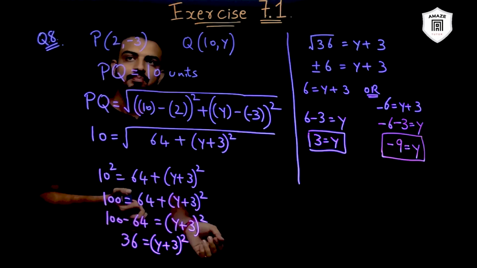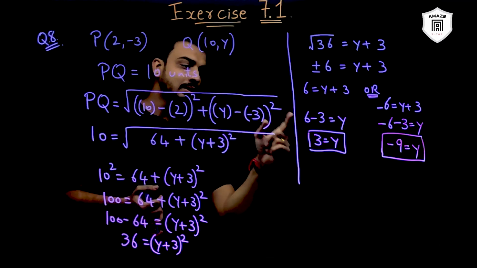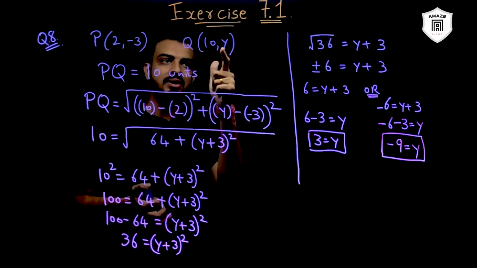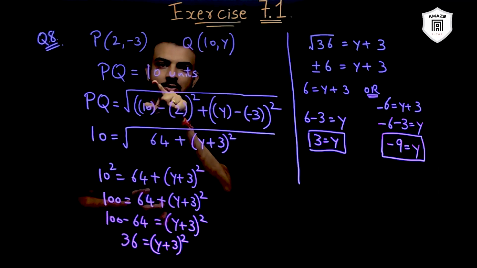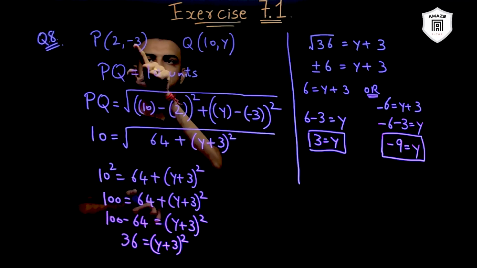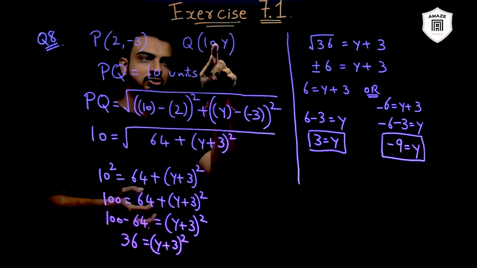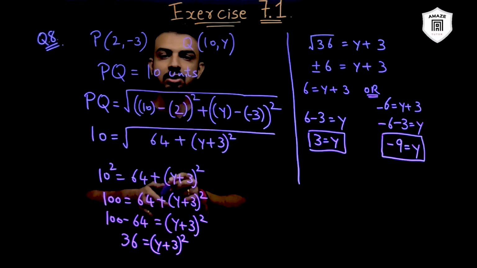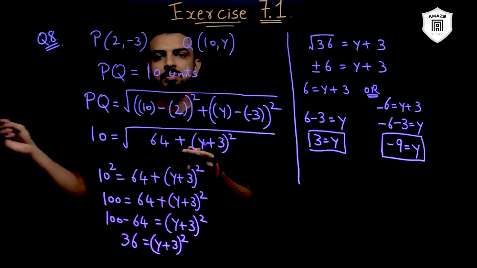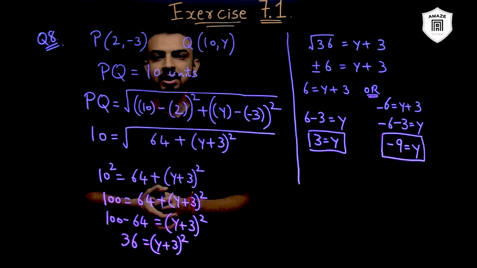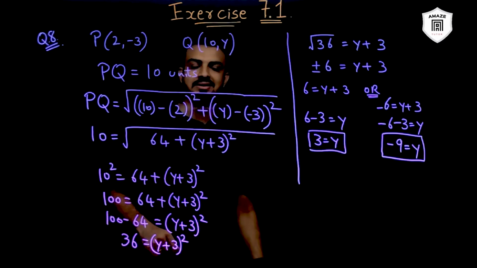So I can say that 2 comma minus 3 is the point P. Q will be 10 comma 3, one of the points. So the distance between 2 comma minus 3 and 10 comma 3 will be 10 units. Or if you figure out the distance between 2 comma minus 3 and 10 comma minus 9, substituting y equals minus 9, then also you will get distance PQ as 10 units, because you can have the same distance between multiple points on the graph. So here we are getting two values for y, which is 3 as well as minus 9.